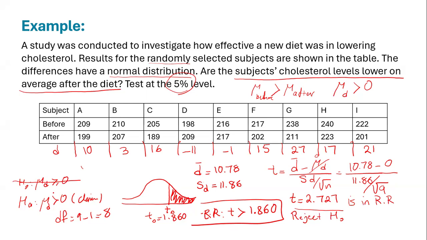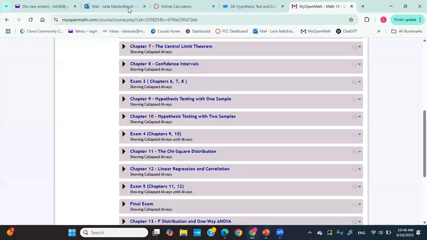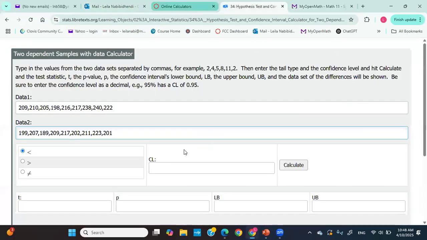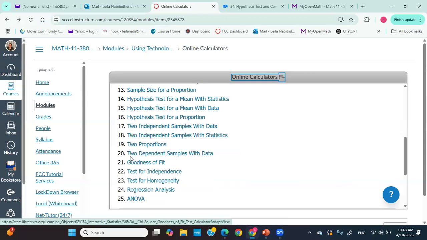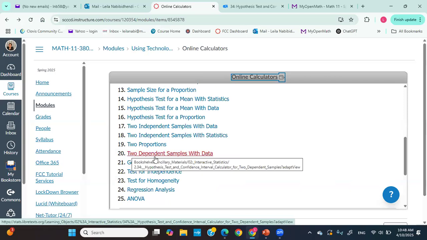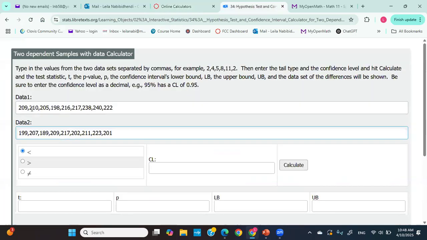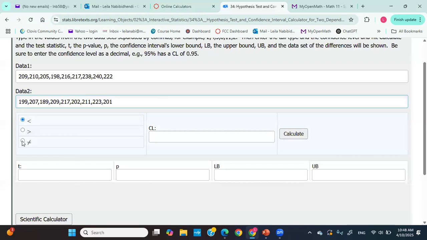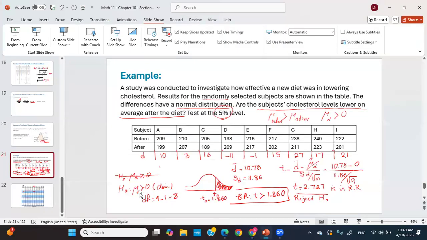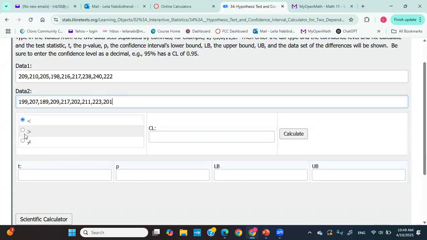Now let me show you how you can use the online calculator. You open the online calculator. So the calculator number 20, which says two dependent samples with data. And when you click on this one, it asks you to type in all of the data values in the first and the second sample. So we type in all of the values, and I did it here for you to save time. Now I need to choose the claim. The claim was on the alternative. So if you look, the claim says mu sub d must be greater than 0. So I choose greater than.